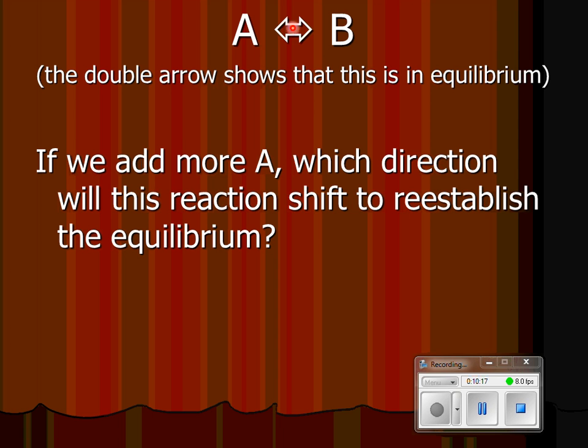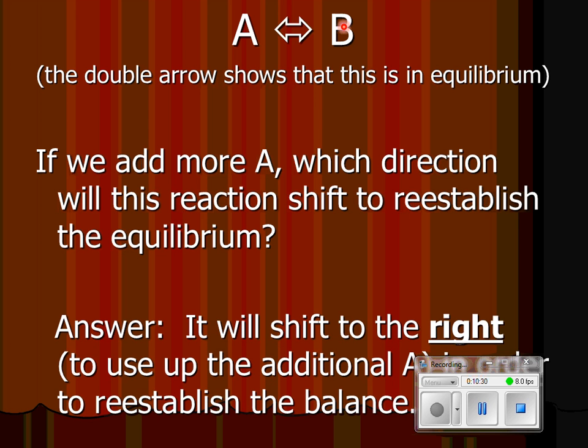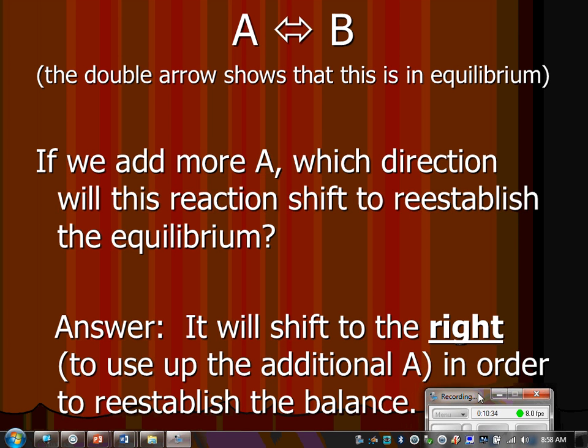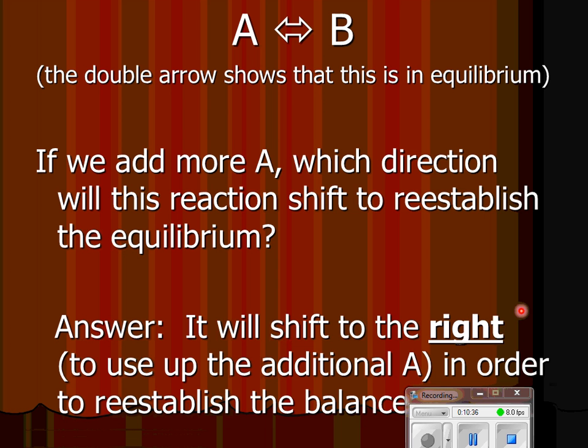By doing that, it uses up this A, gets more B, and that ratio, products over reactants, goes back to equilibrium. And that's the point of it. It wants to reestablish its equilibrium. So the answer to this question is that it will shift to the right. Sorry about my little notes here. It'll shift to the right in order to re-achieve the balance, and again, that's to use up that additional A.